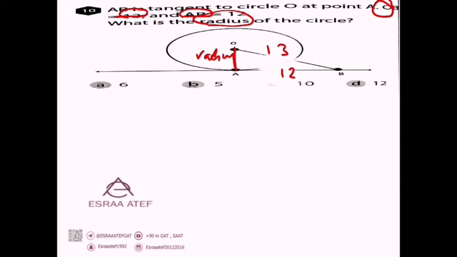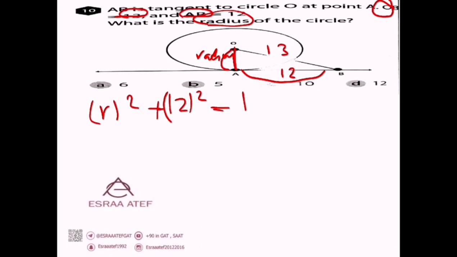Pythagorean theorem says that the sum of the squares of the two sides equals the square of the hypotenuse. So radius squared plus 12 squared equals the hypotenuse squared, which means 13 squared, okay? So r squared plus 12 squared, which is 144, and 13 squared equals 169.